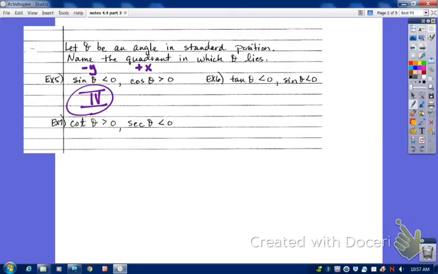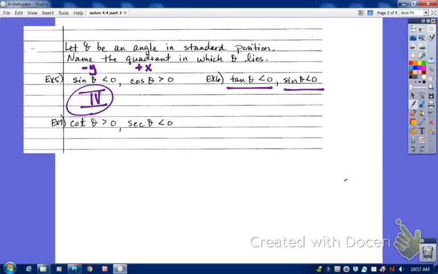Alright, example 6. The tangent value is less than 0. So that means tangent is negative. So think with me for a minute. Tangent is y over x. So if tangent is negative, either the y is negative or the x is negative. So they're not telling me anything for sure in this first piece of information. All I know is that either y is negative or x is negative. So let's go to the next piece of information.